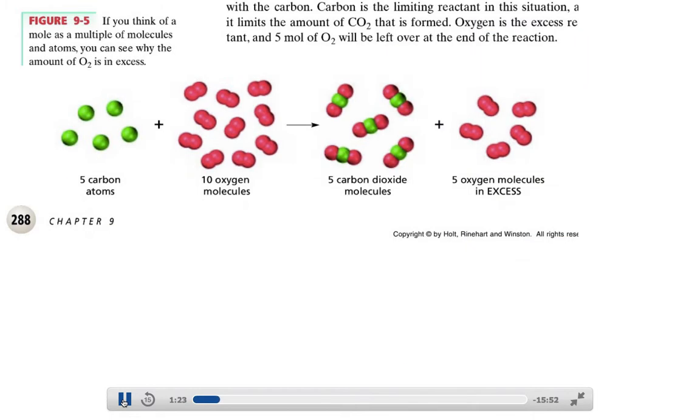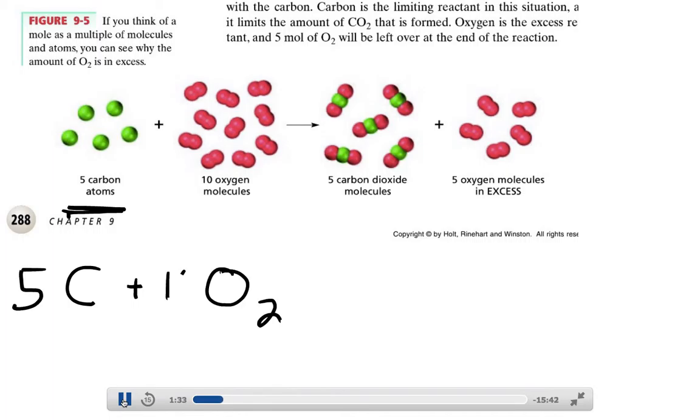Well, maybe we should look at it with real atoms here. So we have carbon, and we're burning it in the presence of oxygen. So we have 5 carbon atoms, we have 10 oxygen molecules. Well, when those react, that will make 5 carbon dioxide molecules. So if we burn that carbon in oxygen, we can make 5 carbon dioxide molecules.